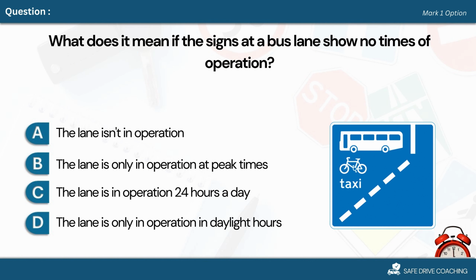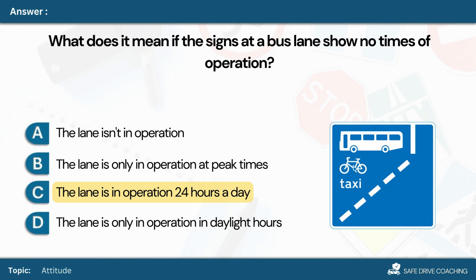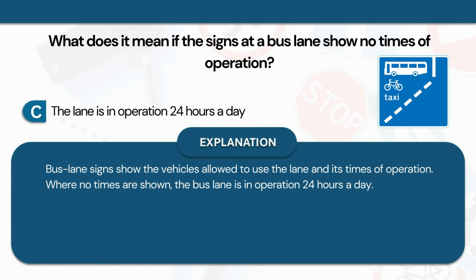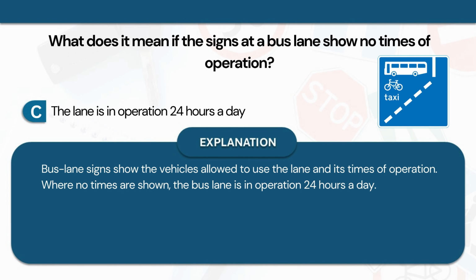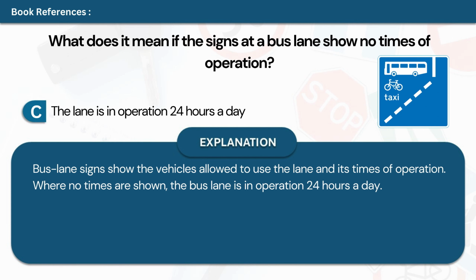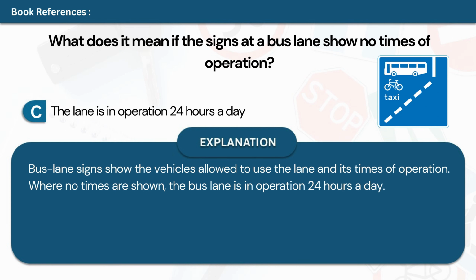The correct answer is C. The lane is in operation 24 hours a day. Bus lane signs show the vehicles allowed to use the lane and its times of operation. Where no times are shown, the bus lane is in operation 24 hours a day.